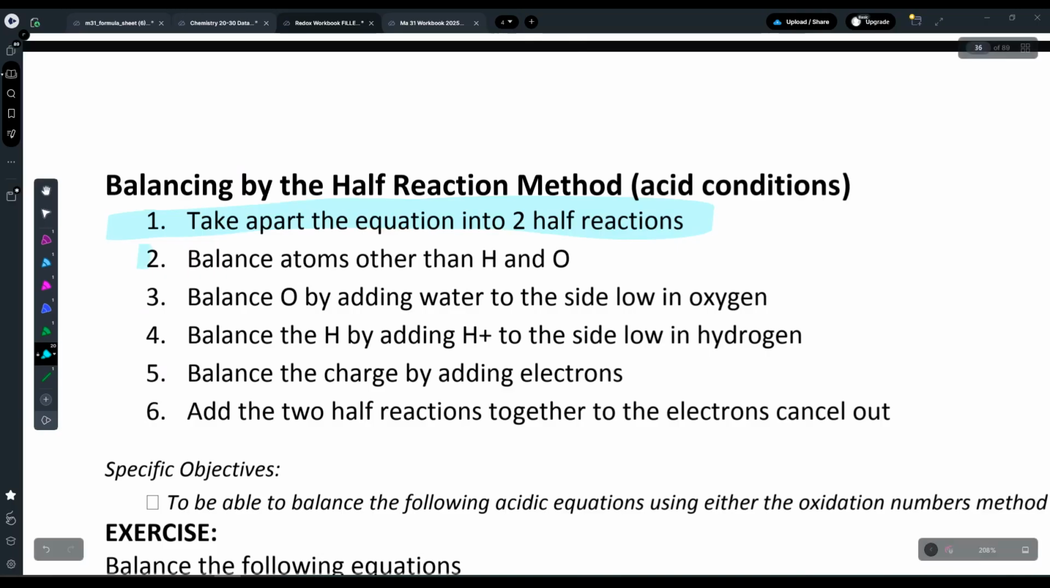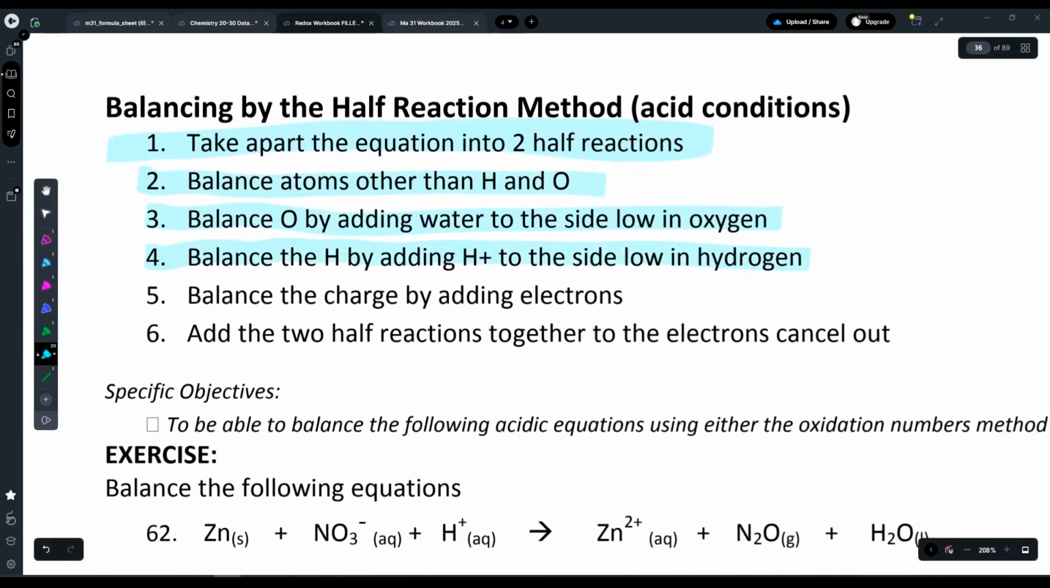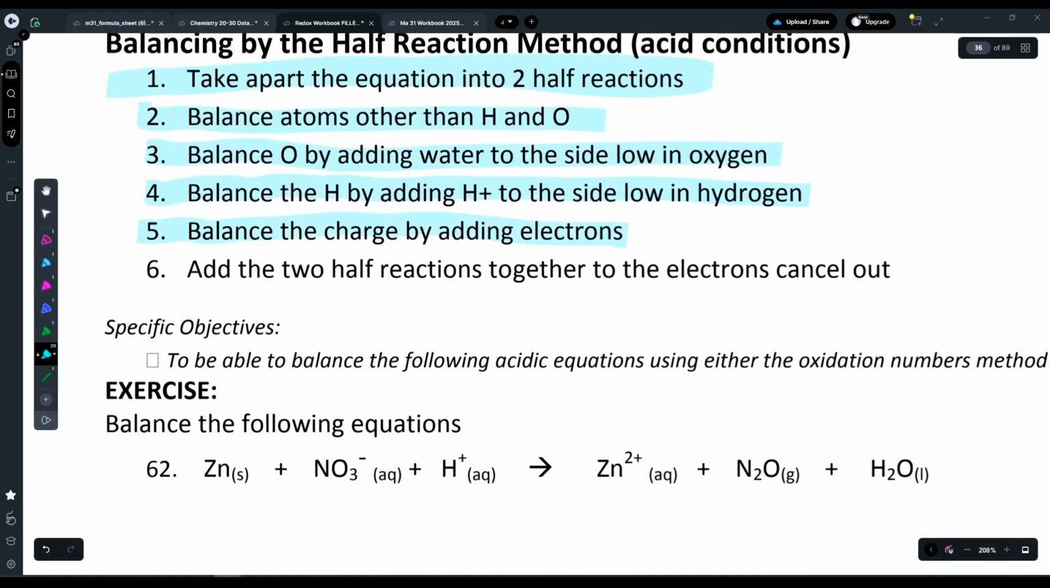Okay, so step 2, balance the atoms, any atoms other than hydrogen and oxygen after you've taken apart into the 2 half reactions. Then balance out oxygen by adding water on the side that has the least amount of oxygen. Then step 4, balance out the hydrogen by adding H plus to the side that has the least amount of hydrogen. Step 5, balance out the charge by adding electrons to the more positively charged side. And then step 6, we're going to add the 2 half reactions to cancel the electrons out.